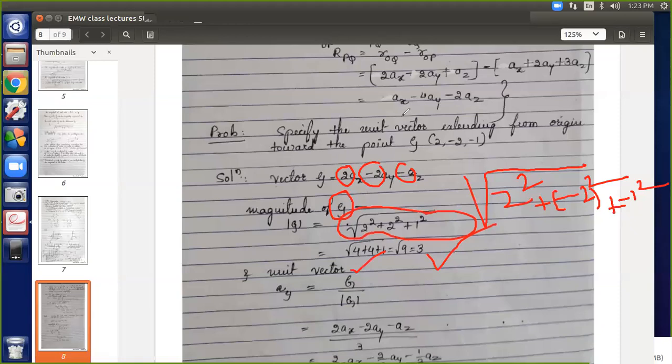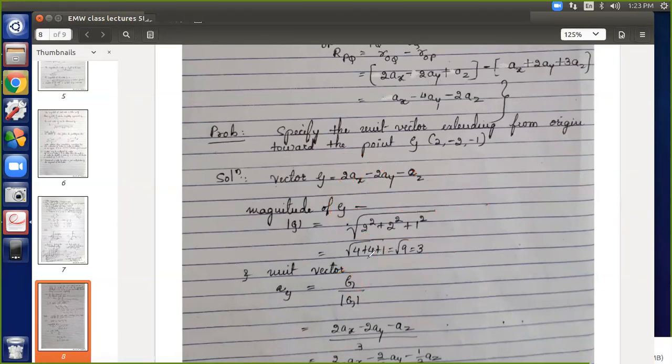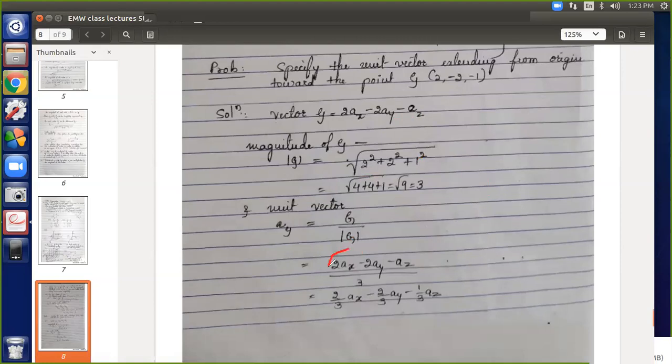How to find the unit vector? Once you get the magnitude, the vector given, whatever vector is given here, G, that is divided by the magnitude. So this is how we calculate the unit vector. So let's calculate. This is the given vector G, 2ax minus 2ay and minus az.